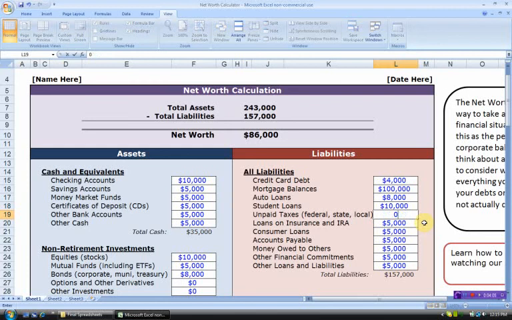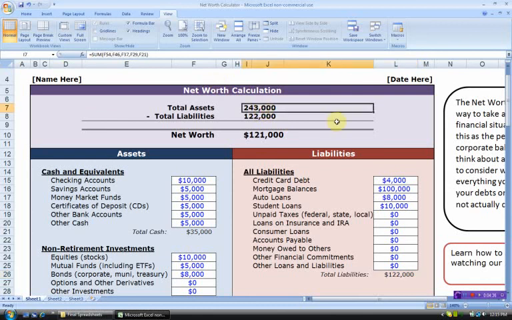I don't have any unpaid taxes. Don't have any loans on my insurance or IRA. Sometimes you can borrow money against these policies or against your savings. I don't have any consumer loans right now. No accounts payable. No money owed to others. And other financial commitments, I have none, and other loans and liabilities, I have none. So my total liabilities, based on that, is going to be $122,000.